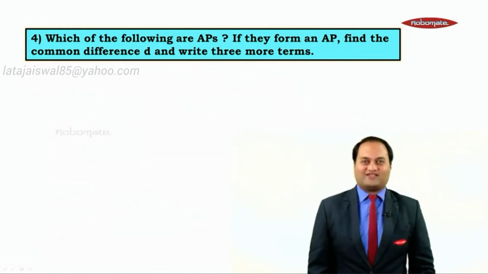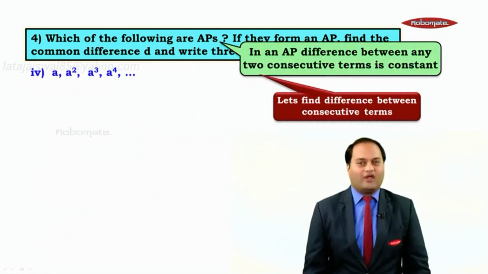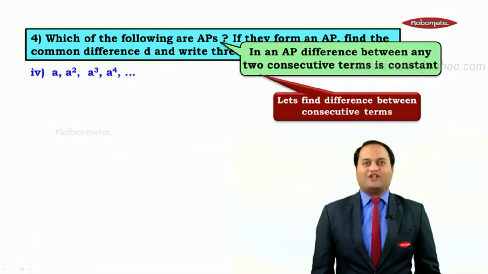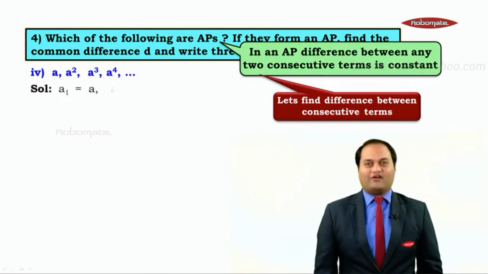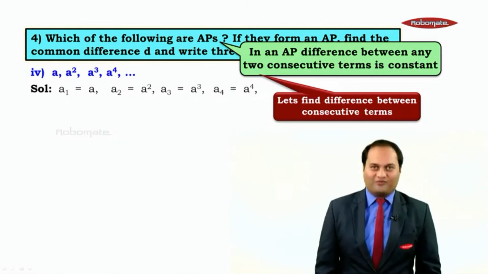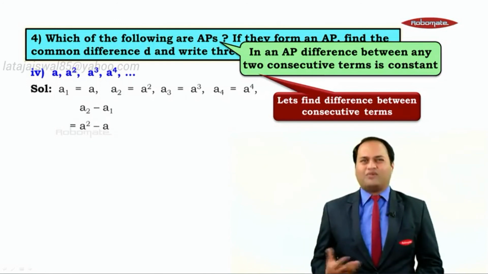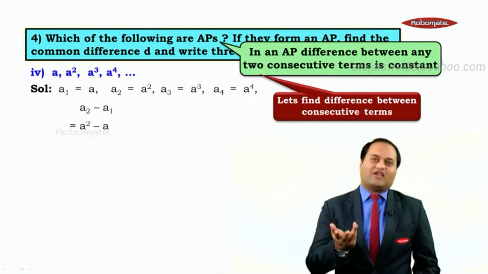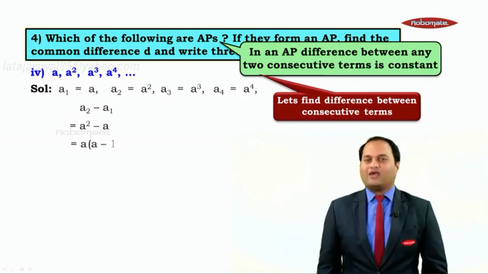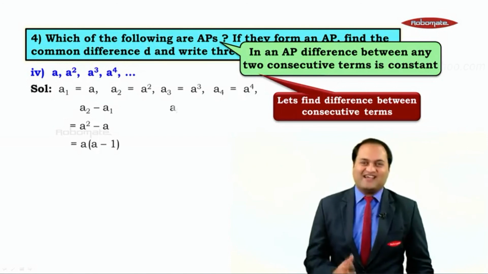Let's move on to the next sum. The next sum is A square, A cube and A raised to 4. This is what we need to do. We need to find the difference between the consecutive terms. But before that, let A1 be A, let A2 be A square, A3 be A cube and A4 be A raised to 4. Right? Let's find the difference. A2 minus A1, that's A square minus A. Can you simplify this? The only thing we can do is take A common. Let's see what happens. You get A, and in the bracket, you get A minus 1. Can't do anything to it. Leave it as it is. Let's move on.